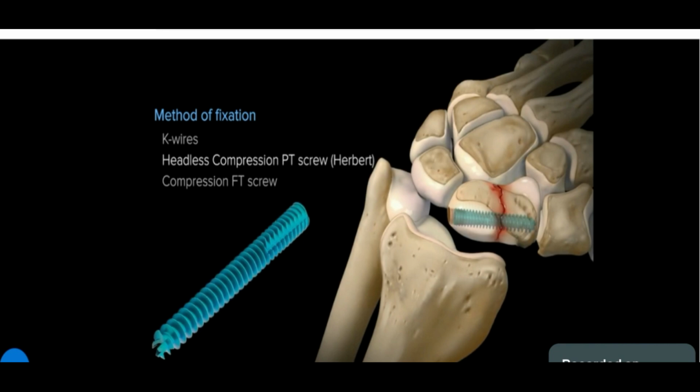Finally, the compression FT, or fully threaded screw, with a pitched thread, is a newer design that allows for firm fixation in both proximal and distal fragments of the scaphoid, with the screw completely buried below the articular surface. The advantage of this screw is that the compression is achieved by the variable pitch threads, while the fracture sees more stability with the fully threaded screw.